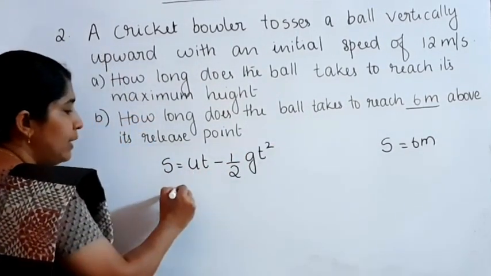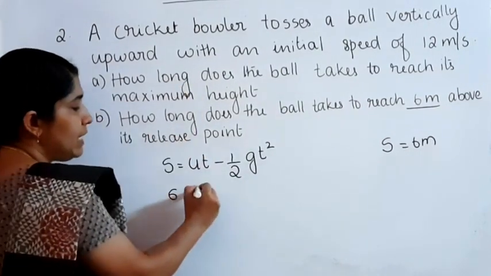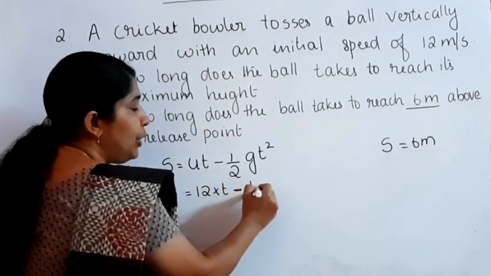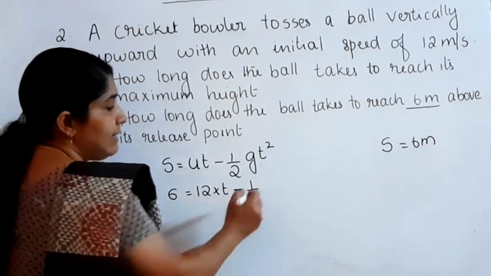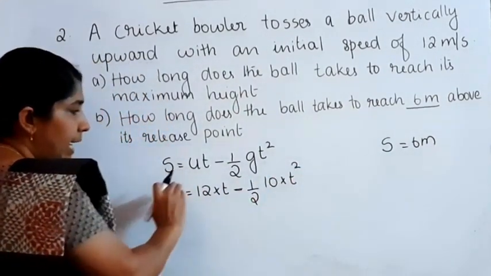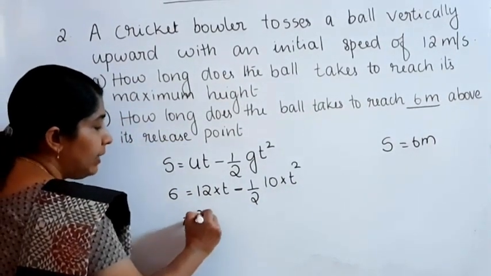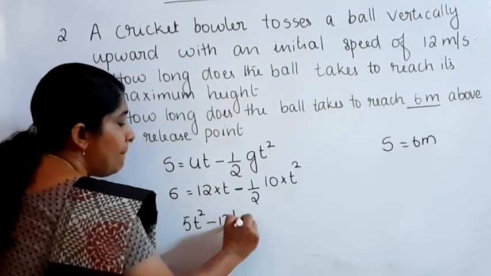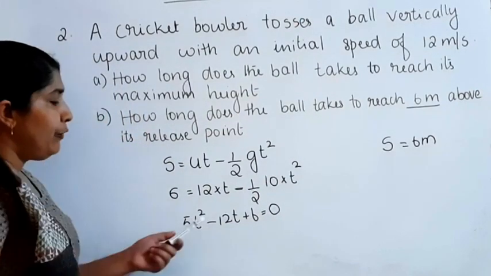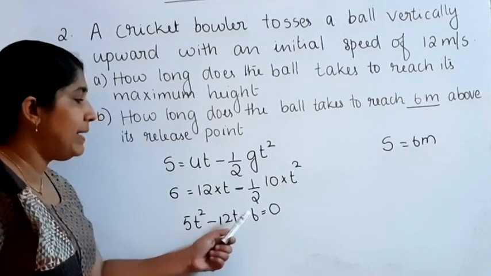S is equal to 6 meter, therefore 6 is equal to u, the initial speed, 12 into t minus half into g, taken as 10, into t square. On rearranging this equation we can write 5t square minus 12t plus 6 equal to 0. Now we got a second degree equation.